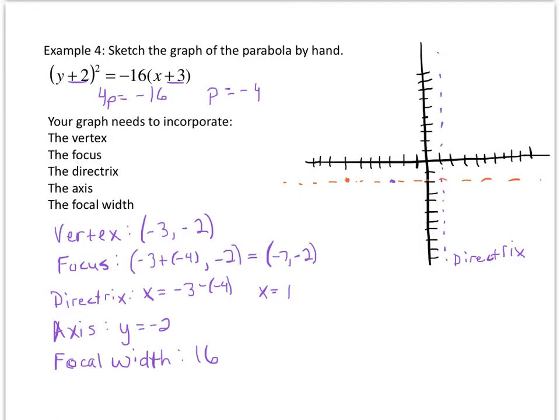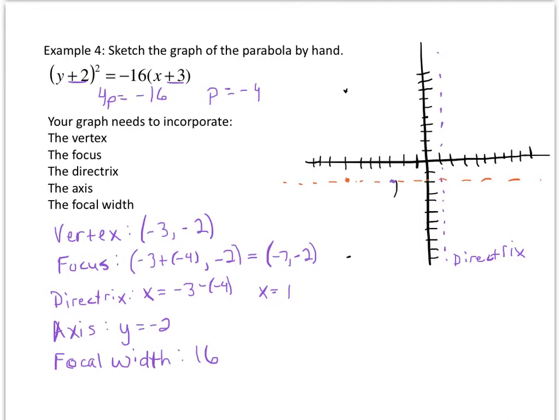And then the only other thing I really have here is focal width. My focal width is 16. So at my focus, it's going to be 8 below and 8 above is how far my parabola is going to go, which is how this ends up being a really big graph. So 1, 2, 3, 4, 5, 6, 7, 8. Like where my focus is, I'd go down 8 and up 8. That's how wide my graph is, 16 wide at my focus.